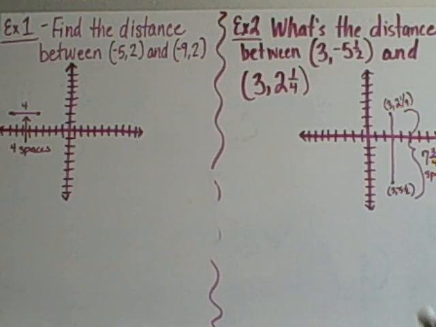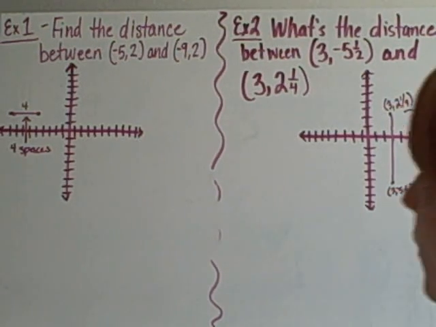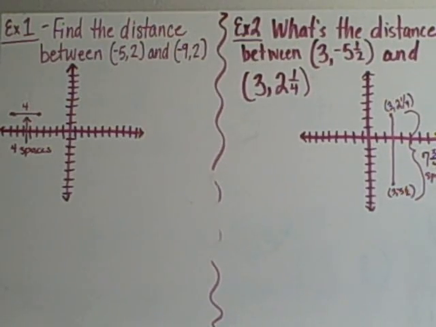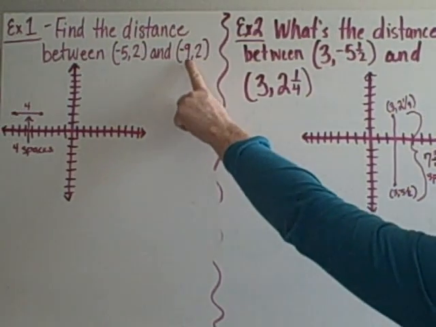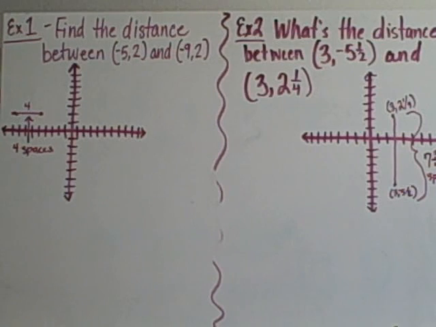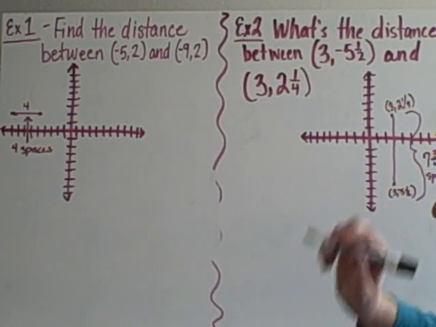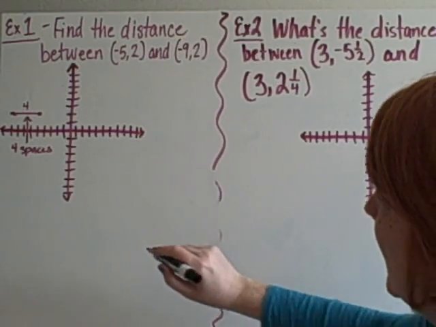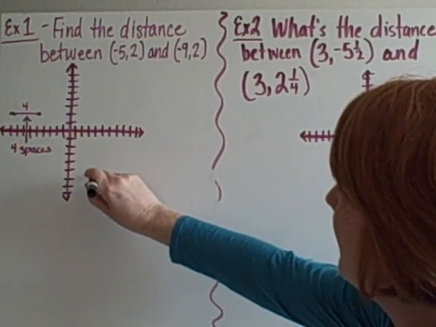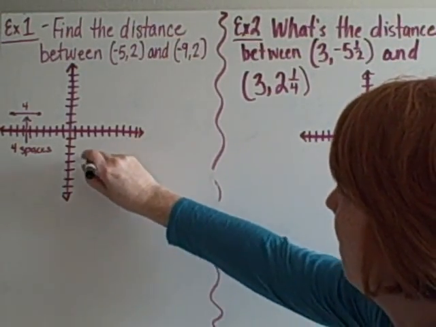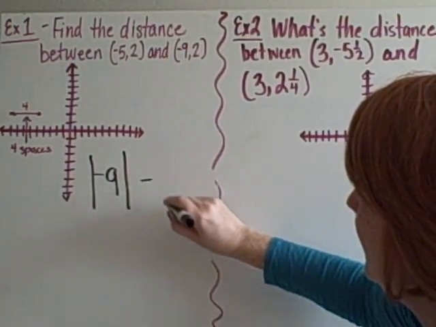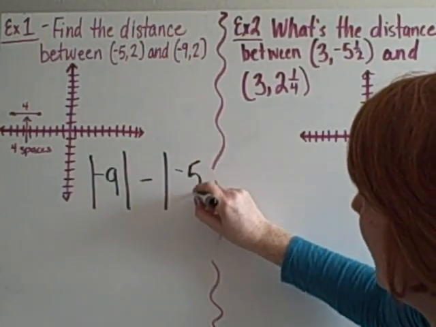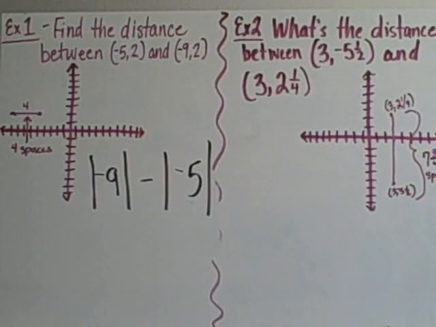If I want to use the absolute value method, then what I'm going to do is take the 2 points that are not the same, the -9 and the -5. I'm going to find their absolute values, and then I'm going to subtract them. And since in subtraction I don't want to get a negative answer, I'm going to start with that -9 minus the -5. And remember, the reason I'm subtracting is because they are in the same quadrant.